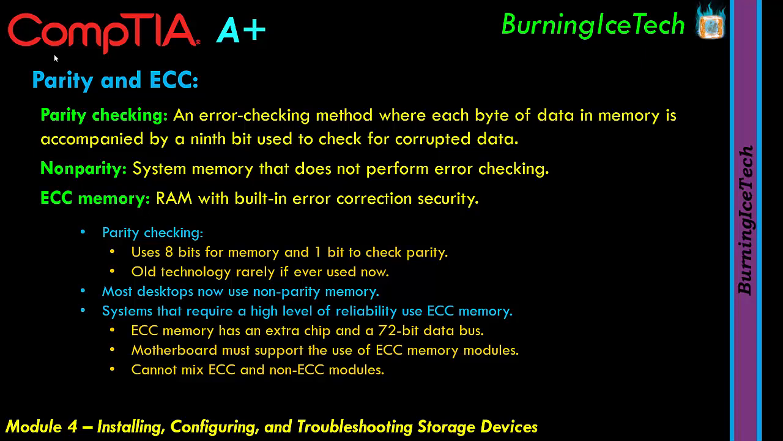The first one is an error checking method where each byte of data in memory is accompanied by a ninth bit used to check for corrupted data. So we don't really do that anymore. That's old technology. Non-parity is what the average computer uses. So if you go and buy yourself a PC in a local computer store, or you build yourself one, whether it be for gaming or for office use, it uses non-parity. ECC, which stands for error correcting memory, is something you'll generally find in servers.